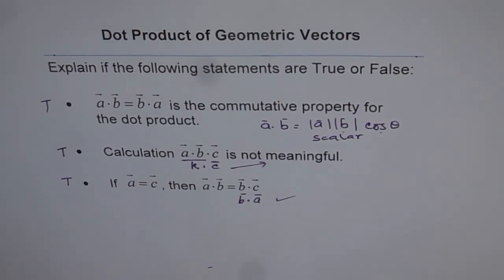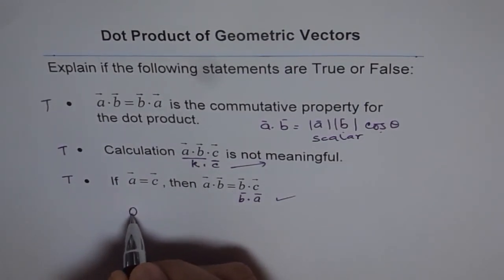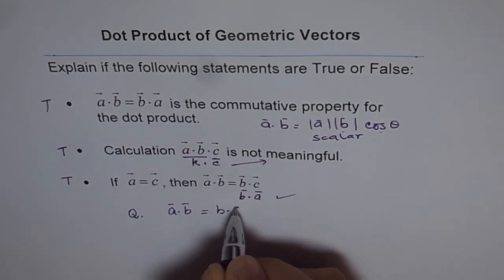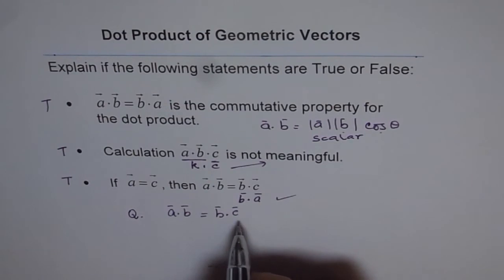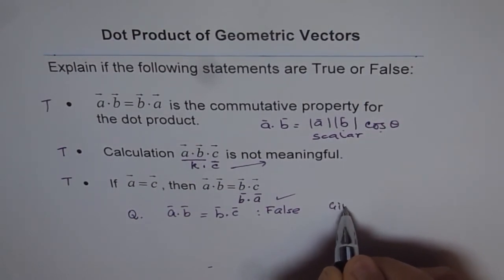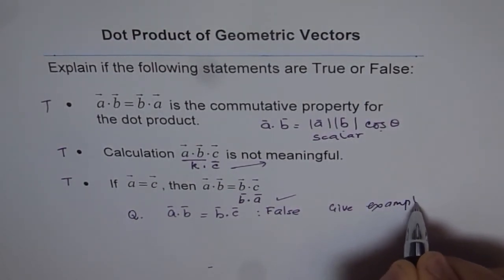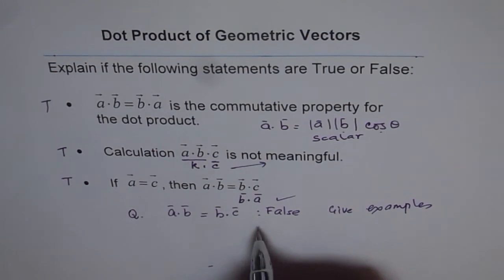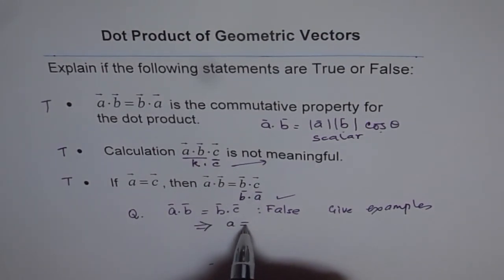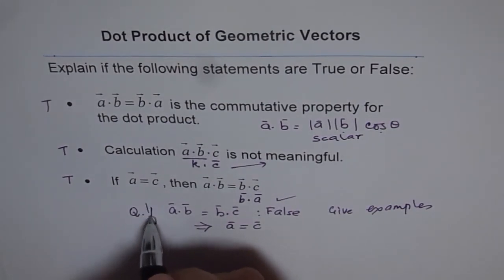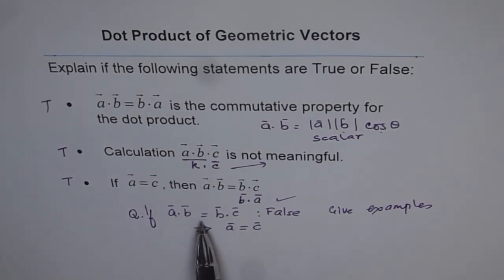That is what you need to figure out, and as an exercise for you, here's a question. A dot B equals, let us say, B dot C, right? Give examples to prove that this statement is false. You have to give examples for this to prove that A dot B equals B dot C. It means A equals C. The question is, let me write clearly, if A dot B equals B dot C, then it implies that A equals C.